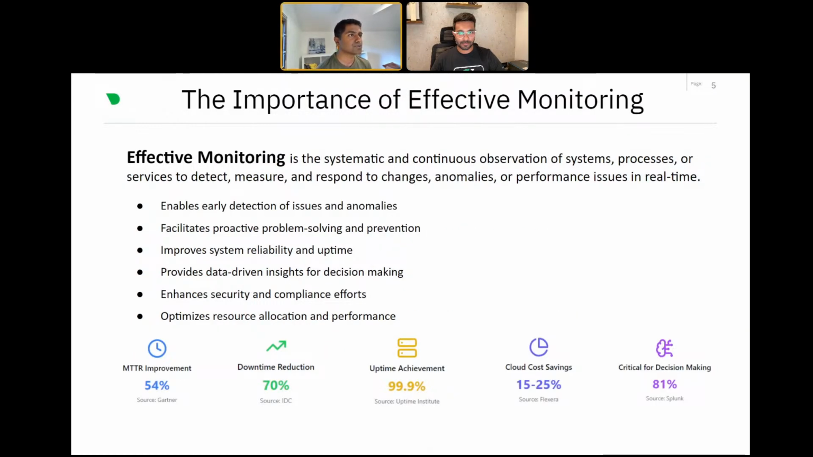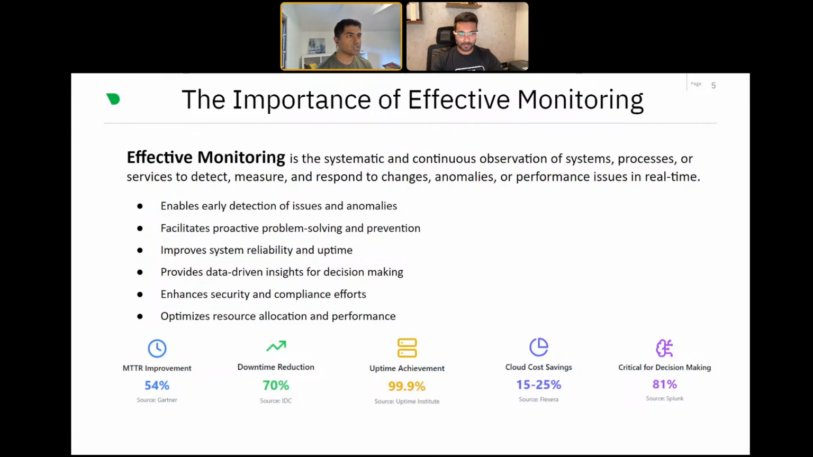So this brings us to monitoring, and specifically effective monitoring, and why this is really important. Effective monitoring is really the way in which you can systematically and continually observe your systems, your processes, your applications, databases, Kubernetes clusters, cloud infrastructure, whatever it is that constitutes your infrastructure. So you're continuously observing it, but you're not just observing, right? You're detecting if something goes wrong, or you're trying to understand if there are anomalous events happening there.